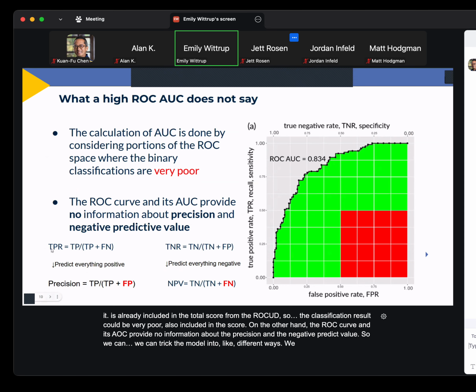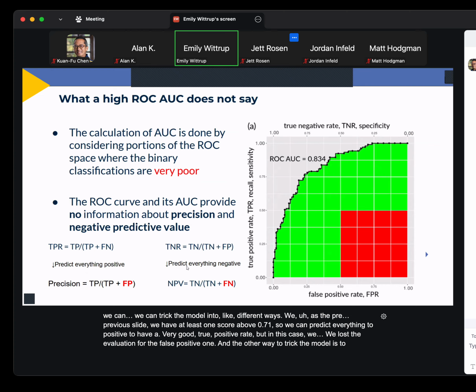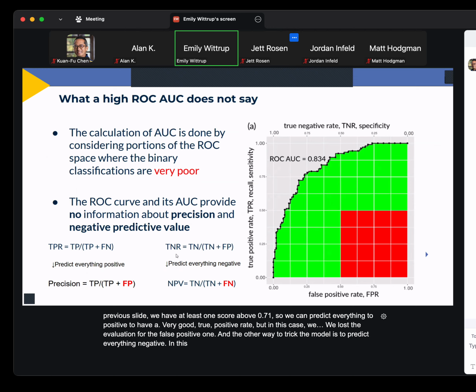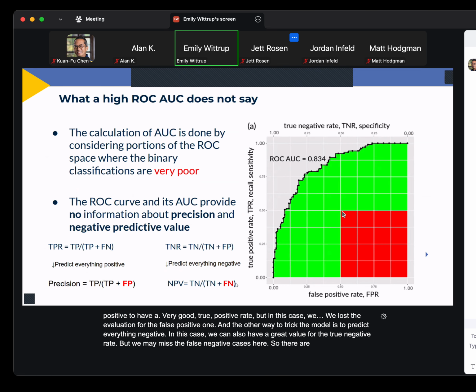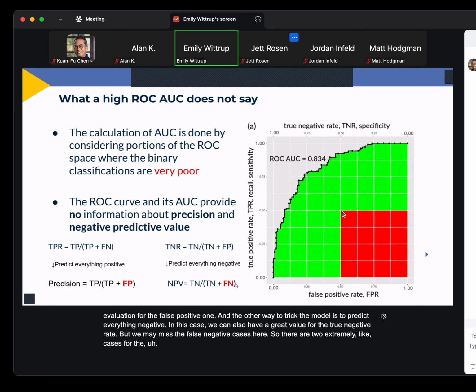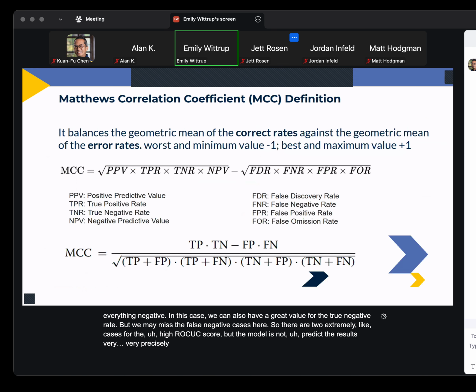But in this case, we lose the evaluation of the false positives. The other way to trick the model is to predict everything negative. In this case, we can also have a great value for the true negative rate, but we may miss the false negative cases. So there are two extreme cases for a high ROC AUC score, but the model is not predicting the results very precisely.